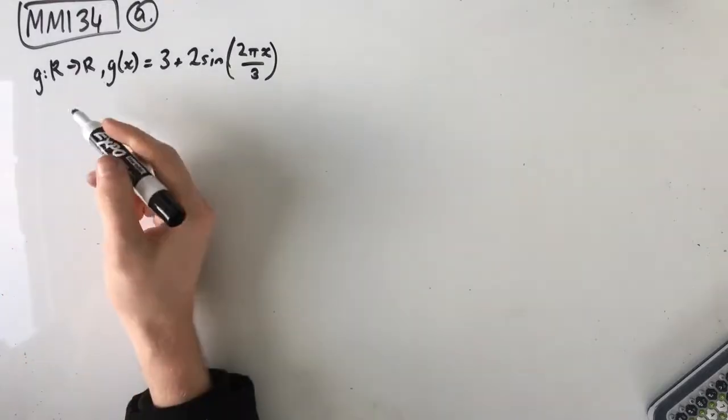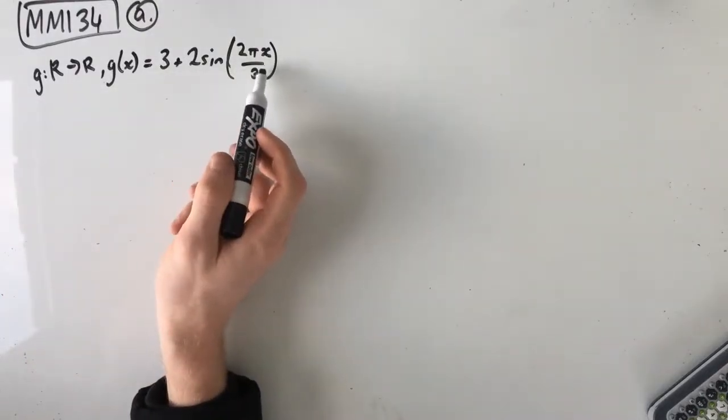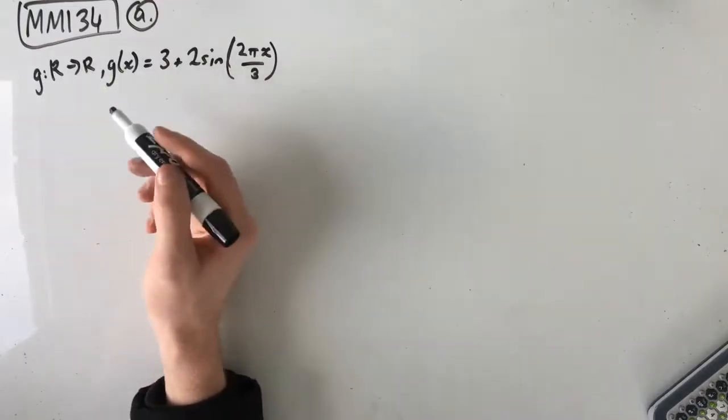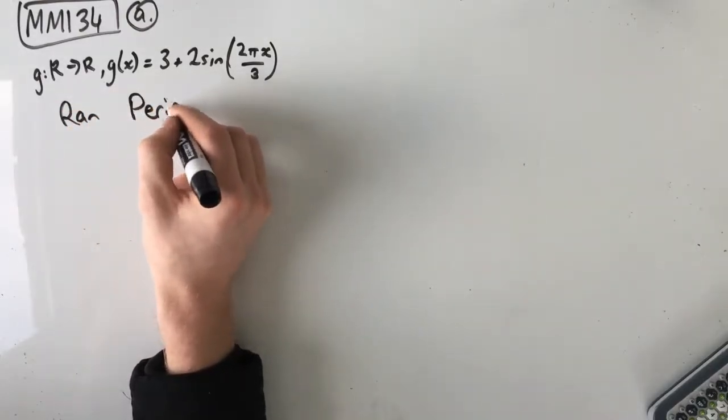Now we've got this question with the function g of x equals 3 plus 2 sine of 2 pi x over 3, where the domain is all real numbers. And we're looking for the range and the period of this function.